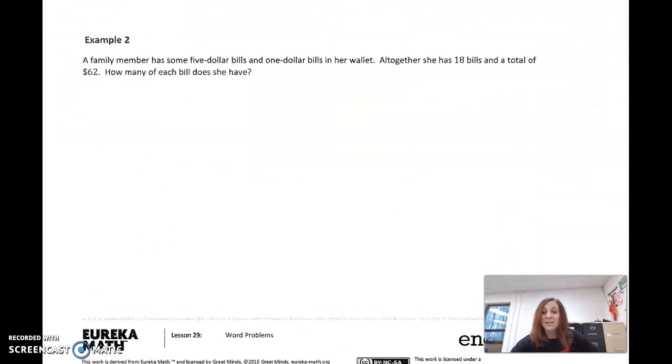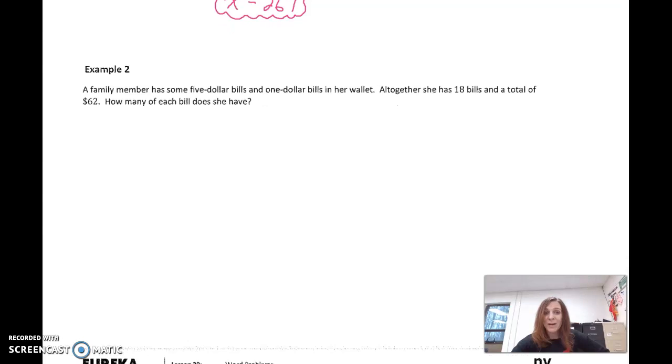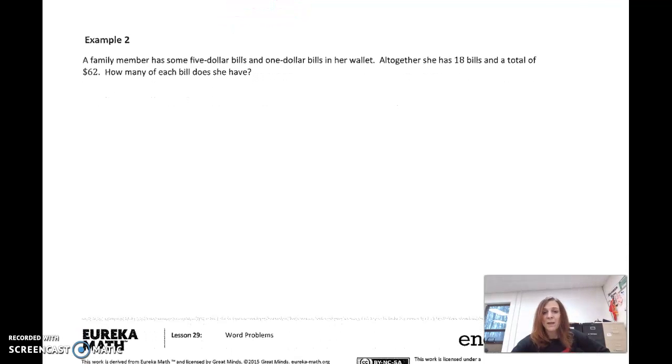Look at another example here. A family member has some $5 bills and some $1 bills in her wallet. And altogether, she has 18 bills for a total of $62. How much of each bill does she have?